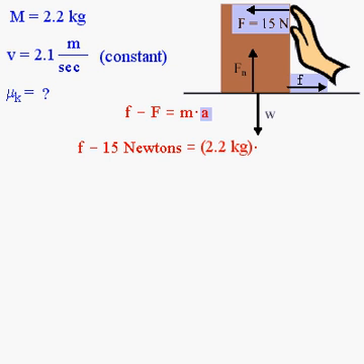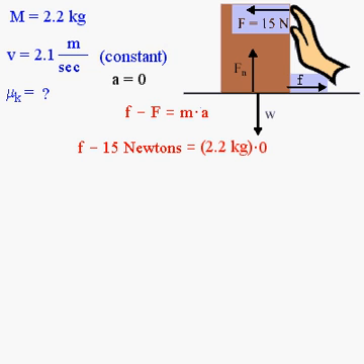But what's acceleration? Actually, you're given the acceleration, but you're given it in a disguised form. Look at the velocity. The velocity is 2.1 meters per second, and it's constant. If the velocity is constant, what does that tell you about the acceleration? A constant velocity is not changing. Acceleration is the change in velocity. So a constant velocity means that acceleration is 0. So we'll put in 0 for acceleration.